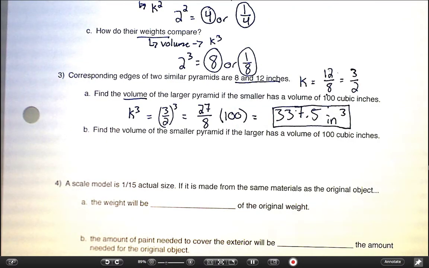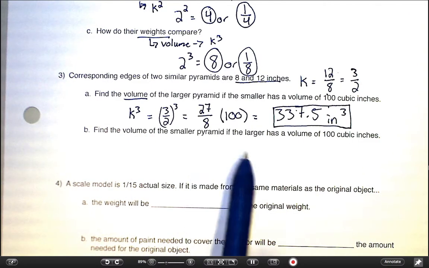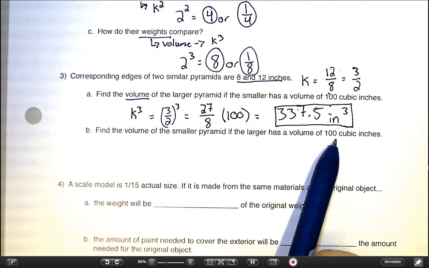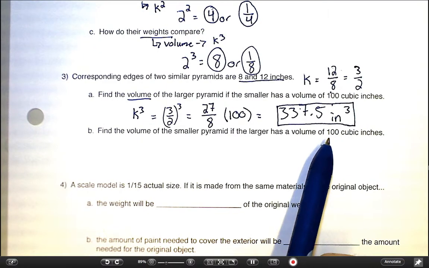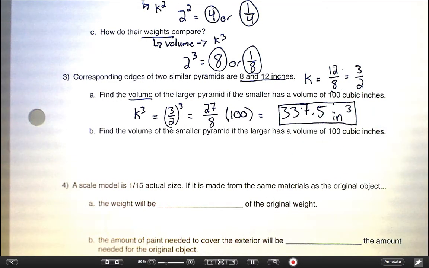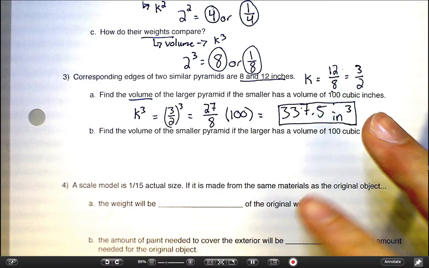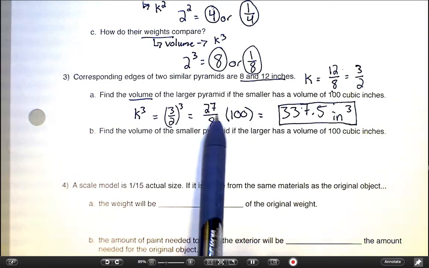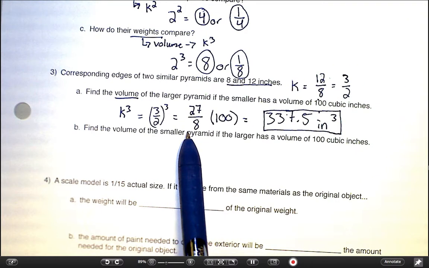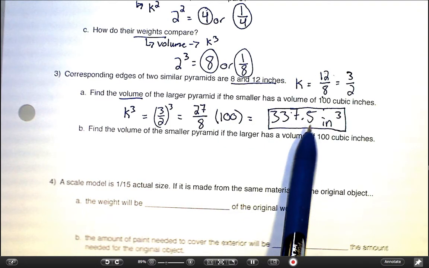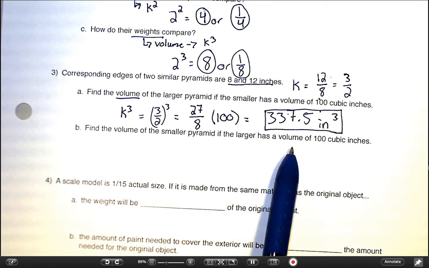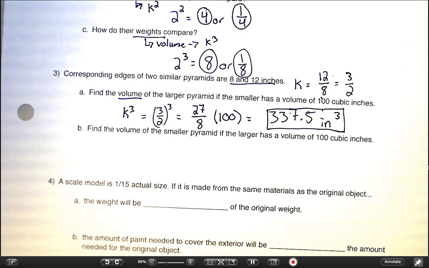Now for part B, it looks very similar, but we want to find the volume of the smaller pyramid if the larger one has a volume of 100. So we're still using the same volume, but now I'm telling you that that's the larger one, so I need to make this thing smaller. Now, my k value that I was using here was 27/8. That's bigger than 1, so it's going to make my volume go up, which it did. However, because I'm starting with the larger volume, I really need it to go down. So I actually need to change my k value here.